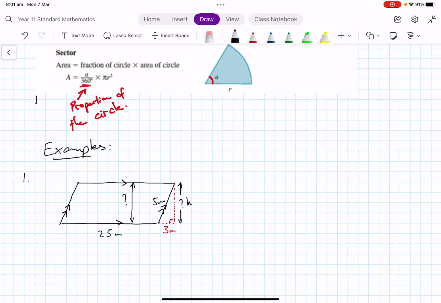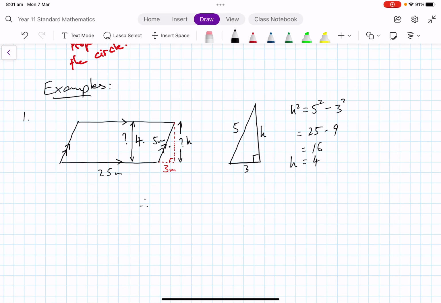You notice that this triangle here, I'm going to redraw it, is a right angle triangle. So we should use Pythagoras' theorem. That's 3, 5. And so h squared is equal to 5 squared minus 3 squared. And that's equal to 25 minus 9, which is equal to 16. So h is equal to 4. So actually the height here is 4.